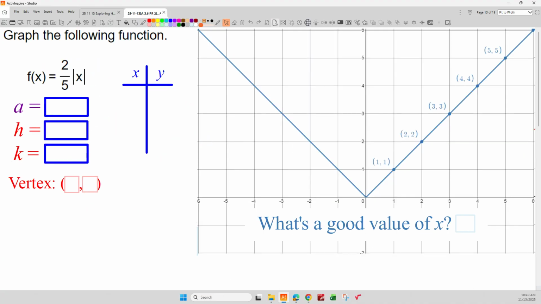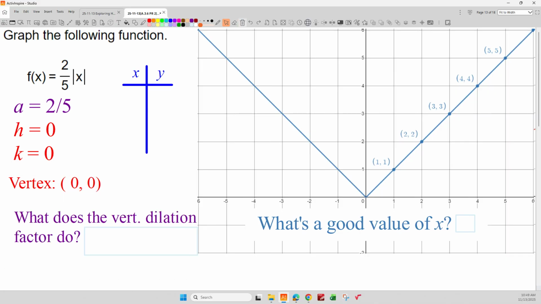Okay, this one's a little tricky. What's the value of a? 2 over 5. What's the value of h? 0. Nothing is being subtracted from x inside the function. What's k, everybody? 0. So what's the vertex? The origin, yeah.